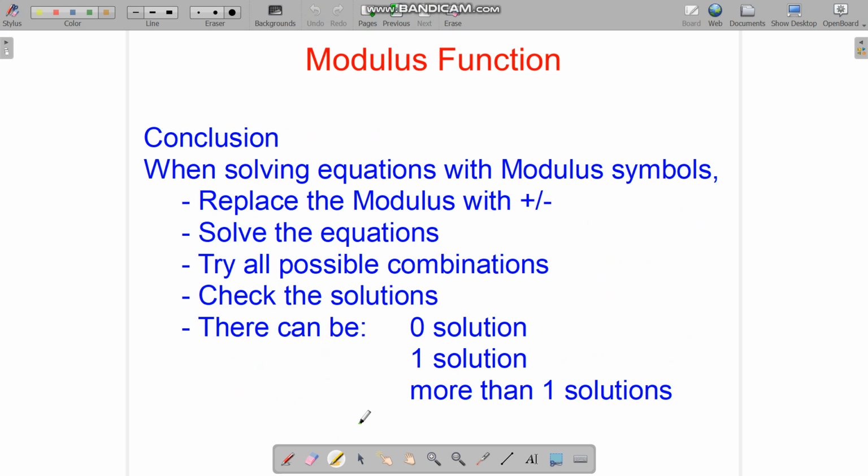Right, in conclusion, when solving equations with modulus, replace the modulus with plus or minus, try all the possibilities, solve each equation, and we check, because there can be 0, or 1, or more than one solutions. Right, that's it.